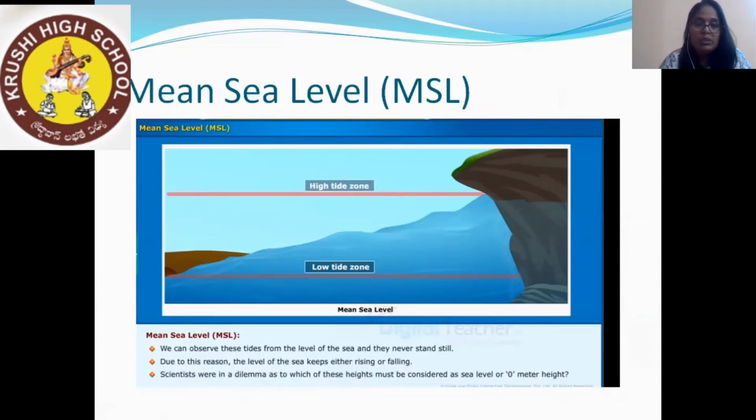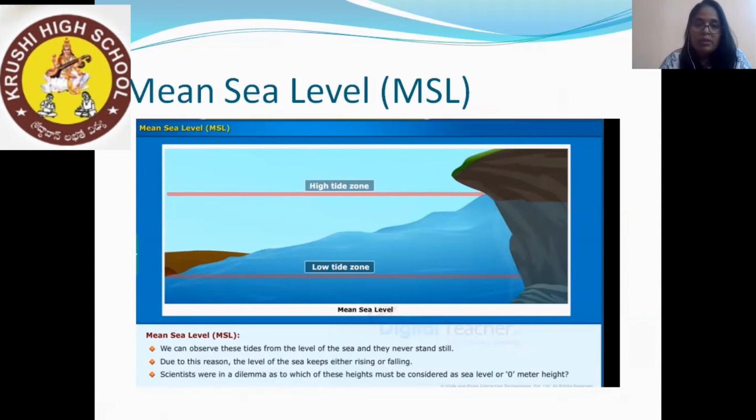We can observe these tides from the level of the sea and they never stand still. That means it will be in an irregular form, children. It will never stand still. It keeps on frequently changing. Due to this reason, the level of the sea keeps either rising or falling.